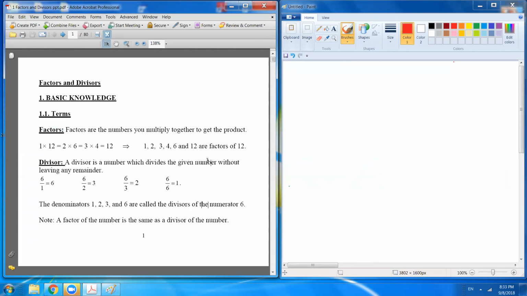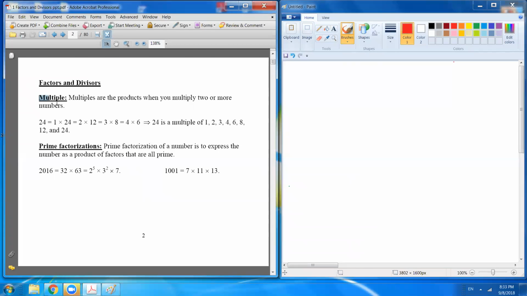And we get another term called a multiple, okay? Multiples are the products, okay, the bigger number, right? Like this one, 2 times 12, and the product is 24. 24 is a multiple of 2, right? Also a multiple of 12, right? And another term called prime factorization. And who knows this term, prime factorization?